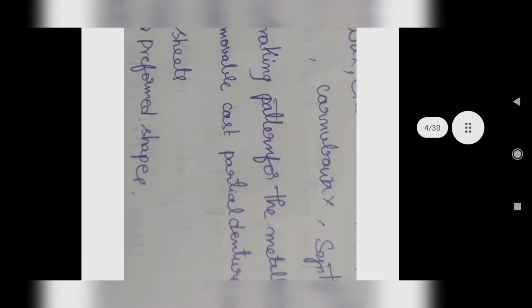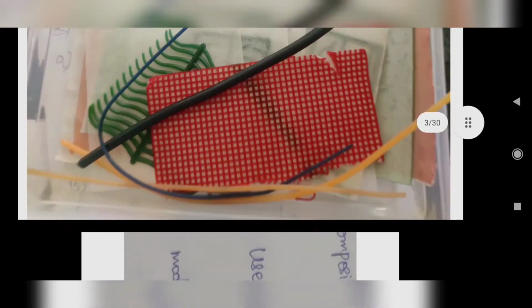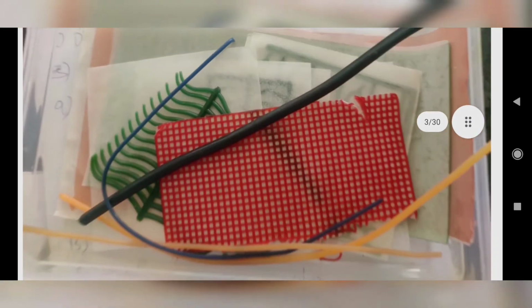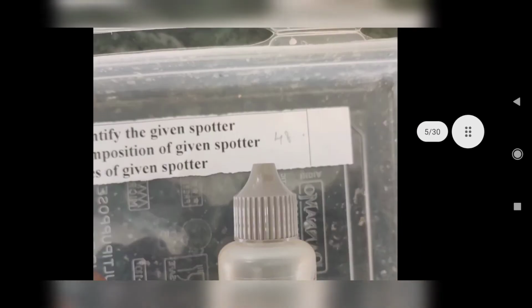And what are its uses? It is used for making patterns of metallic and removable cast partial dentures. And what is its mode of supply? It's available in sheets. It's available in preformed shapes like different types of cylinders and leaves. So that is all about the casting wax. So we have the next spotter.